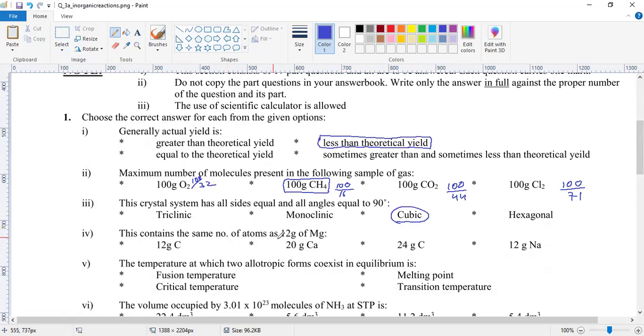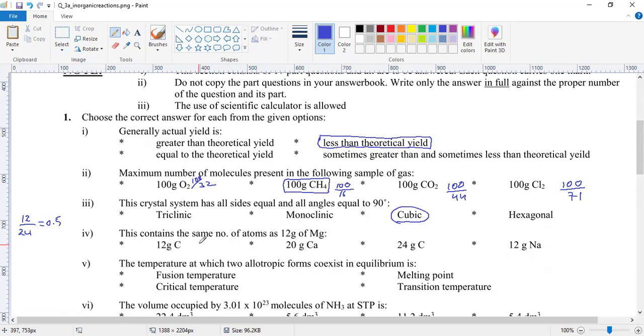This contains the same number of atoms as 12 gram of magnesium. So first see how many atoms are there in 12 gram of magnesium. So calculate the number of moles. So there are 0.5 moles because the atomic mass of magnesium is 24.